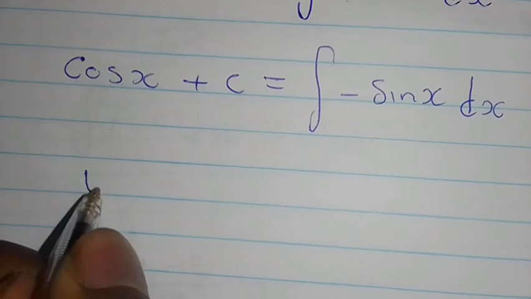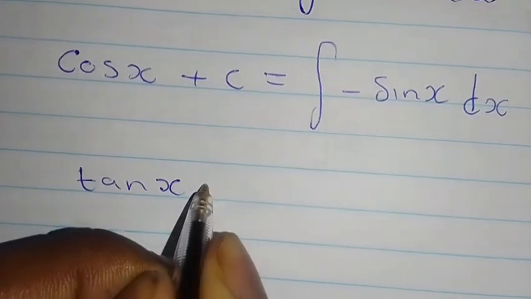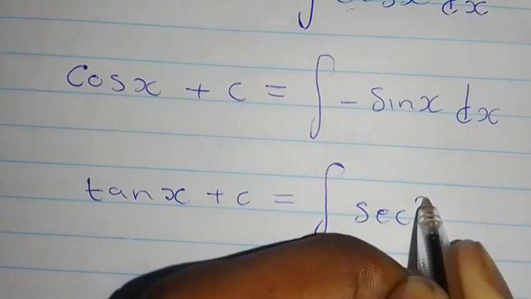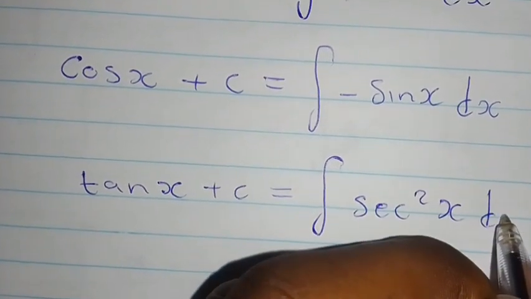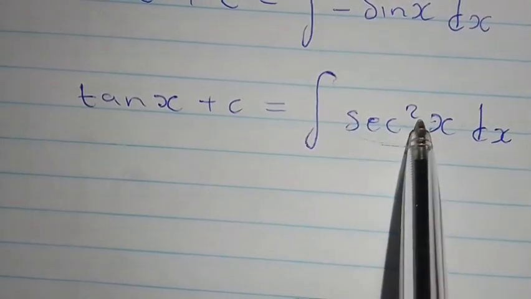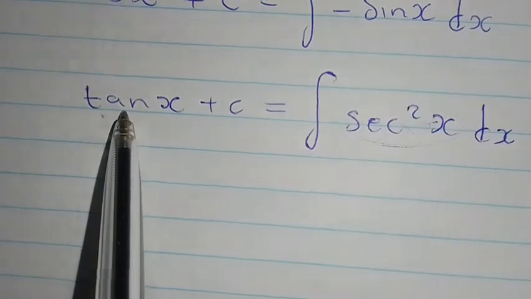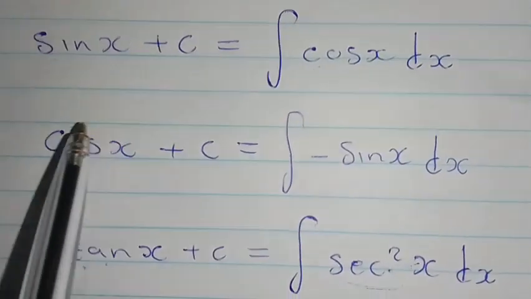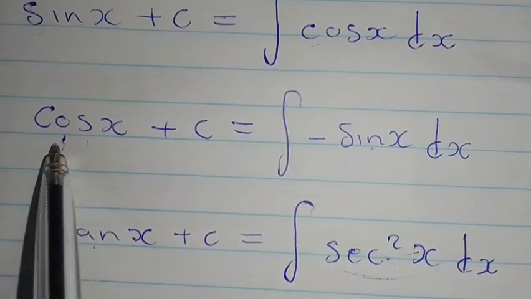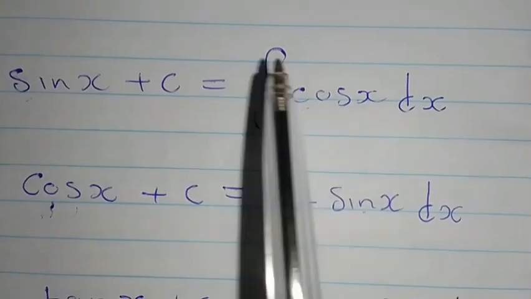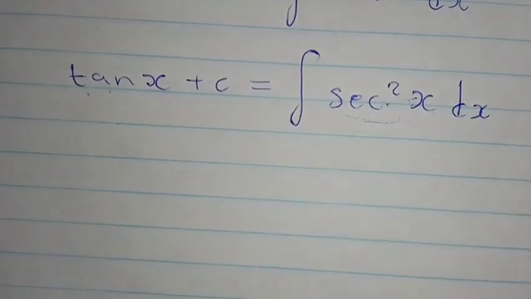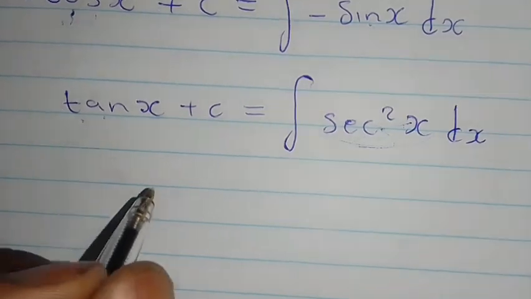Now, what happens when I differentiate tan x? If I differentiate tan x, I'll get secant squared of x dx. So that means the integral of secant squared x will be tan x, since the derivative of tan x is secant squared x. The derivative of cos x is minus sine x. The integral of minus sine x will be cos x. The derivative of sine x is cos x. That means the integral of cos x is sine x. So I hope you get the idea of what integration means.